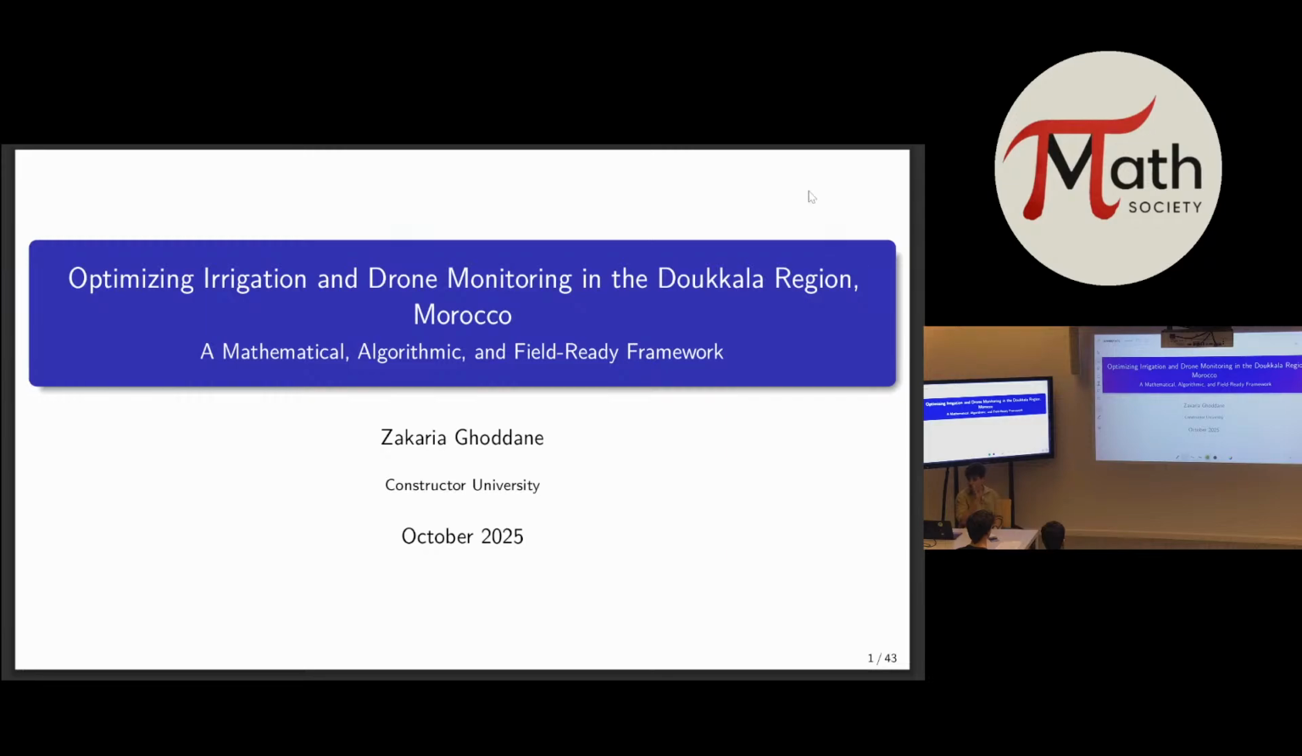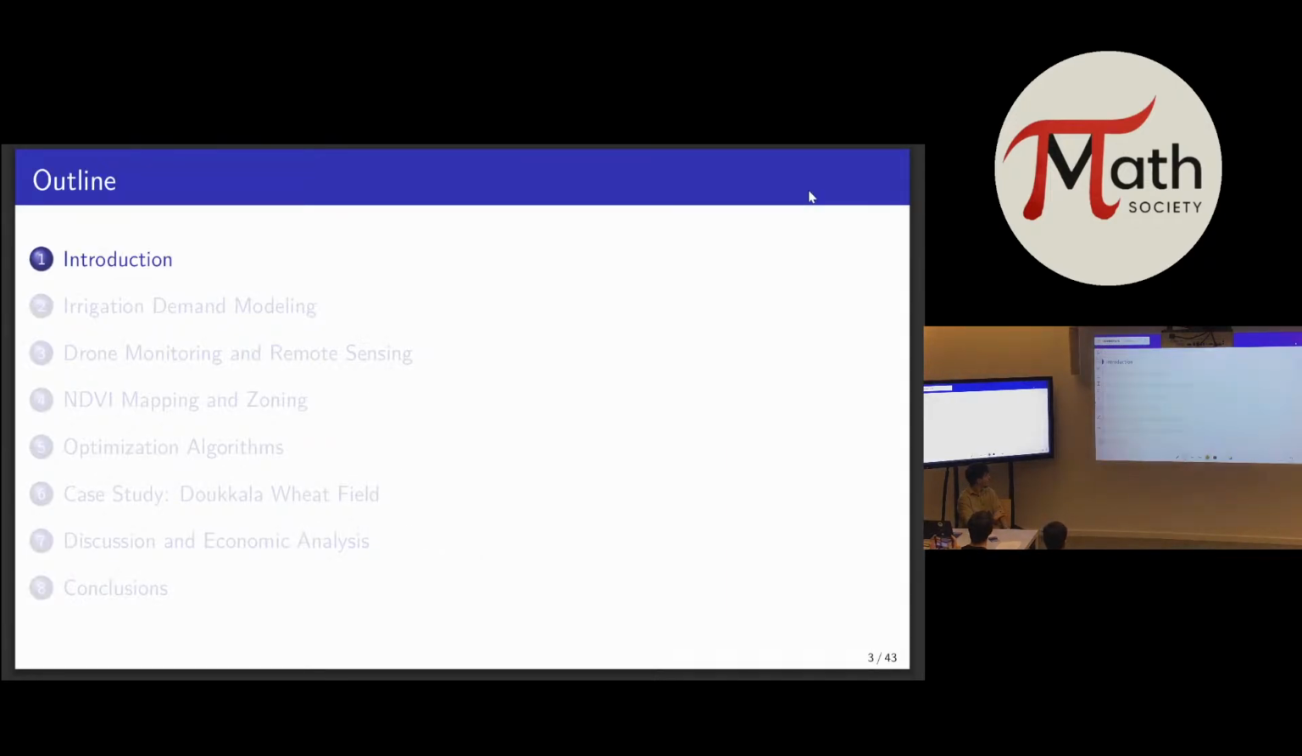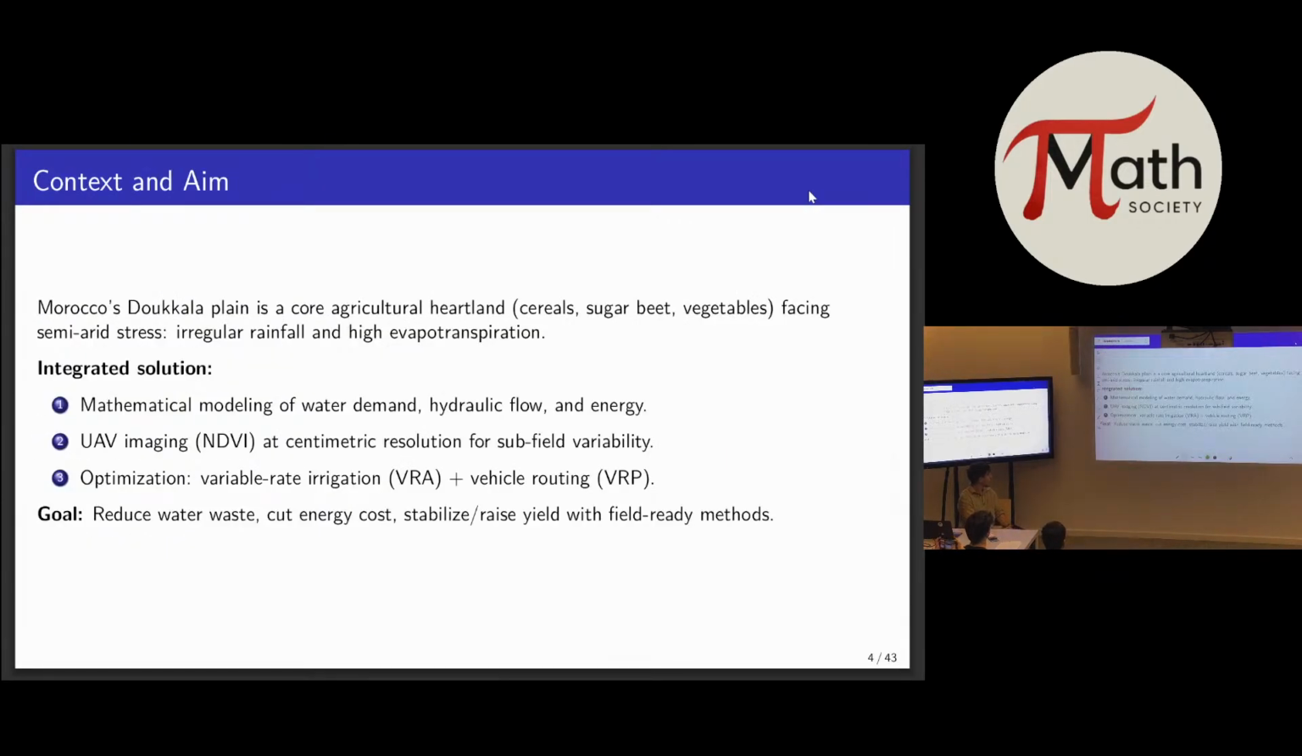So this is when a new way comes to maybe reduce the budget of the agronomers. I will be dividing my talk into two parts. I'm going to take the Dukkala region as an example here. Basically, it's a region in Morocco which has the most output in Morocco, and just to explain how the stress is: it's a semi-arid place and it has irregular rainfall and high evapotranspiration.